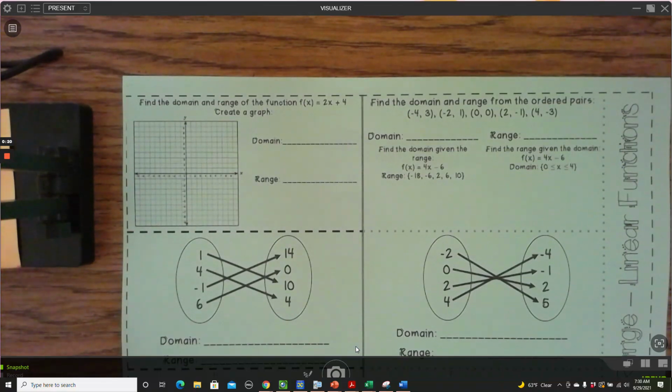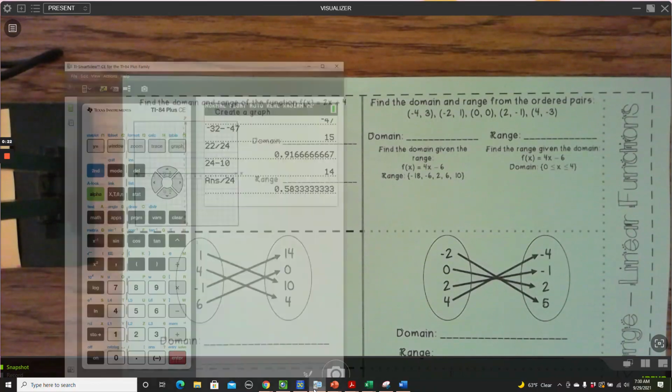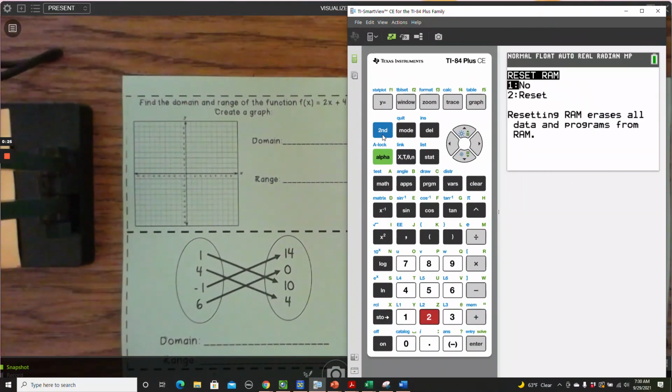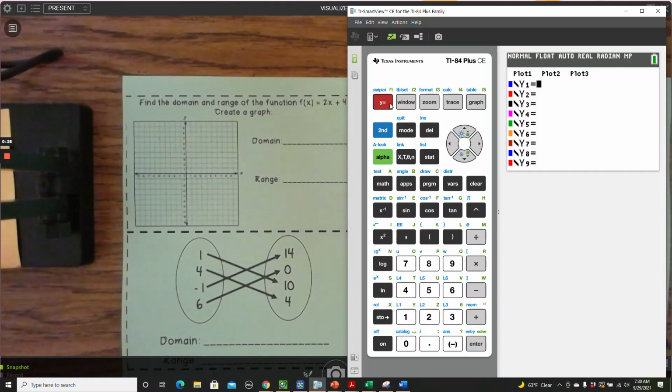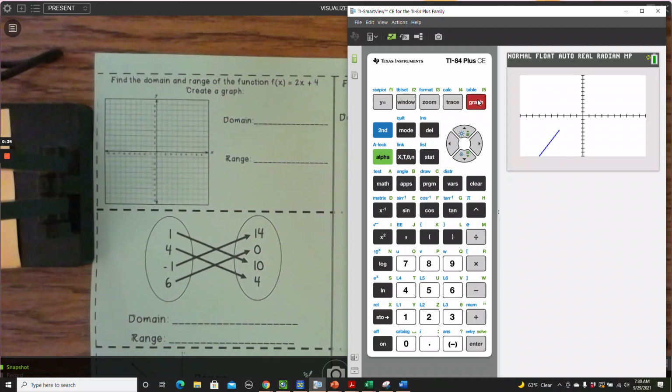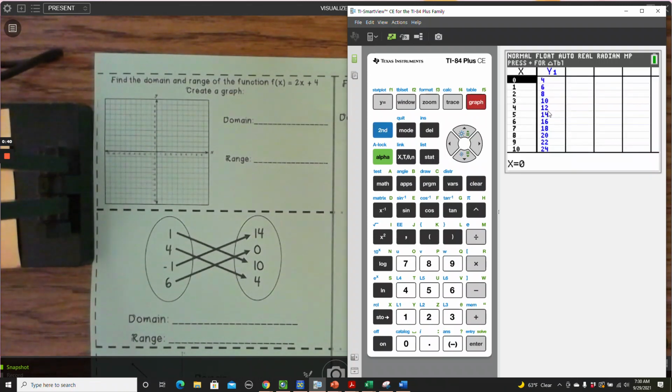and to create a graph. So to create a graph, one thing that you can do in your calculator is you can go to y equals, and you can type this equation in. So 2x plus 4, and then we can graph it so we can kind of see what it looks like. But then we can do second graph, and it'll bring up this table, and it will give us some points that we can use to make a graph.